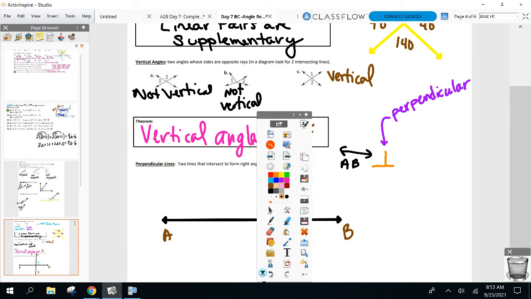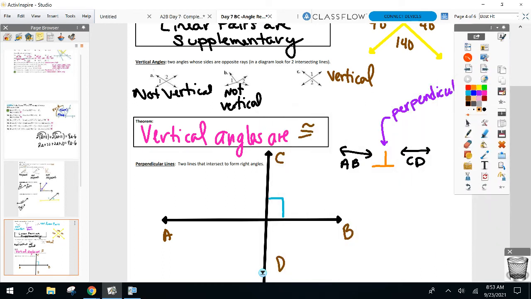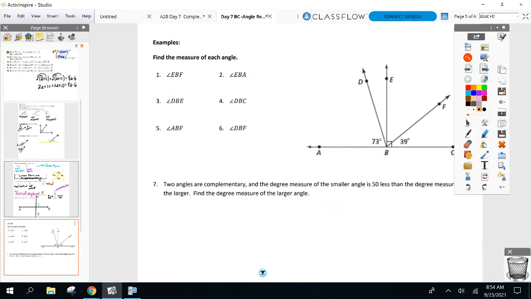And then perpendicular to CD. And there's the perpendicular symbol. And they form right angles. All right? I know, I'm sorry, guys, I'm throwing a lot at you here, but hey, welcome to honors, right? Any issues, linear pair, vertical angles, or perpendicular? We are going to do problems on your own here in a bit. All right, you guys ready?